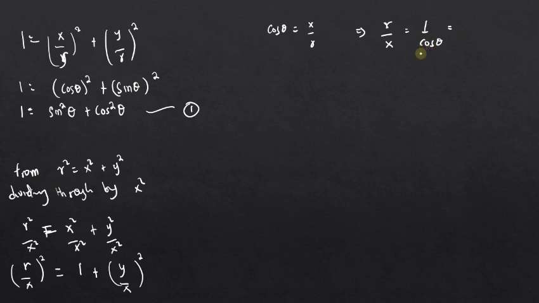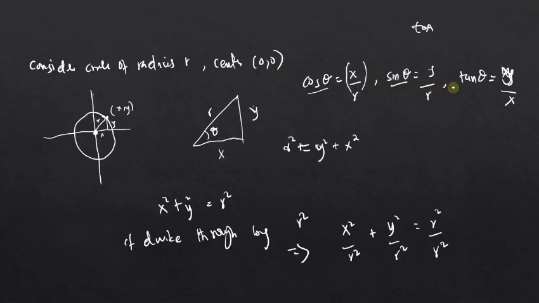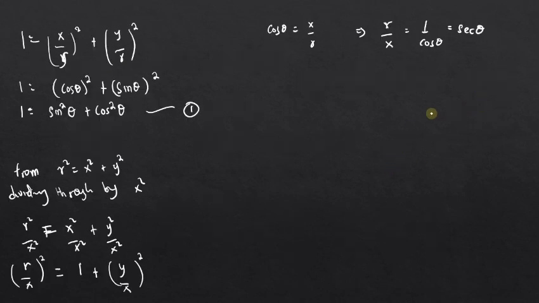Let's go back. We have y over x, right? We have y over x. So we have tan theta equal to y over x, and we have y over x here, so we can just substitute that. So then this will now be equal to what? In place of r over x, we are going to put sec.